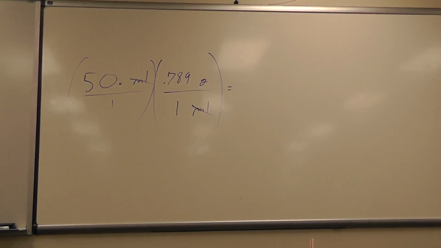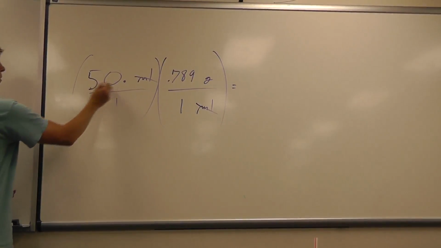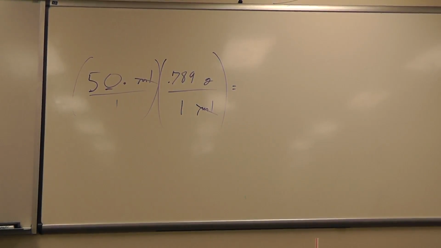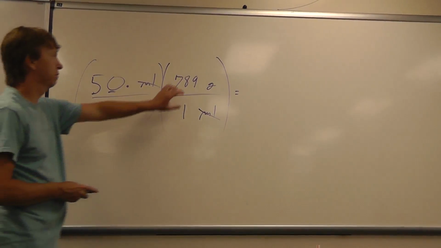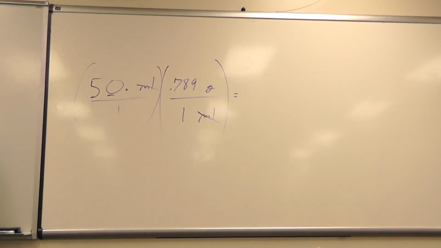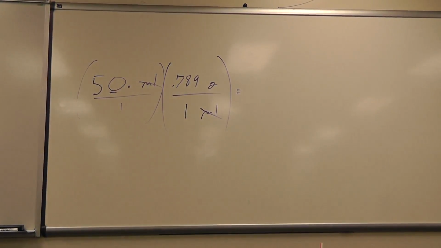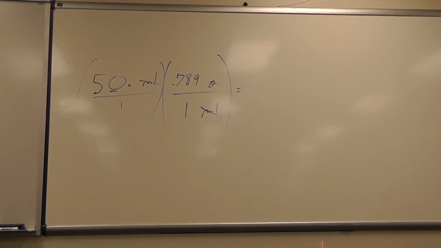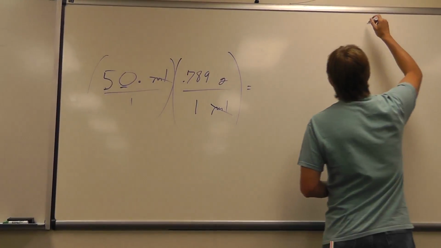How many significant figures in your answer? 2. Because of the 50. Conversion factors don't limit you, but experimental numbers do. So it's going to be 2 because of that 50. 50 with a decimal is what makes it 2. Do number 9 on your own, given this relationship.